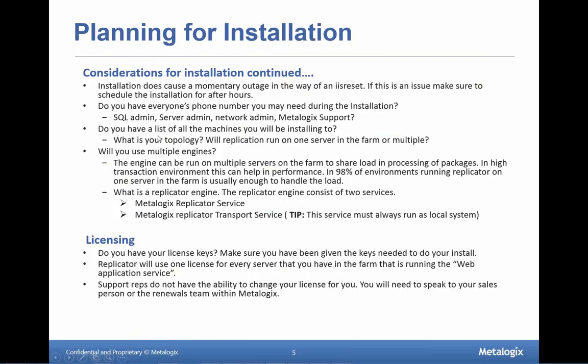With the Replicator Enterprise Edition, you can actually run our engine on multiple servers in the farm. So you need to make the decision if you are using multiple engines. In the Enterprise Edition, the engine can be run on every server in your farm, or one server in your farm, really depending on what the workload is going to be in your environment. So if you have an app server and a couple of web front ends, you can install and run Replicator on all three of those to share the load. What I've found, though, is that 98% of the time in environments running Replicator, one server running the engine is usually enough.